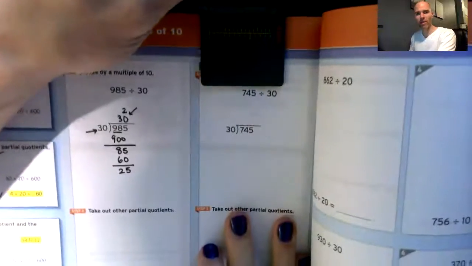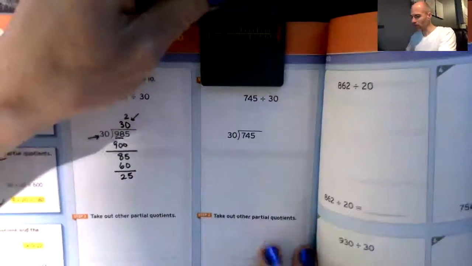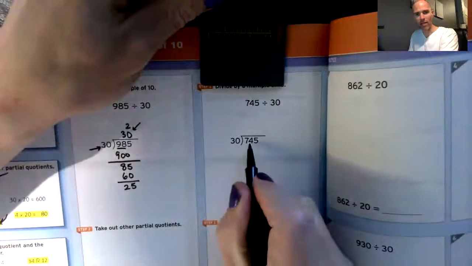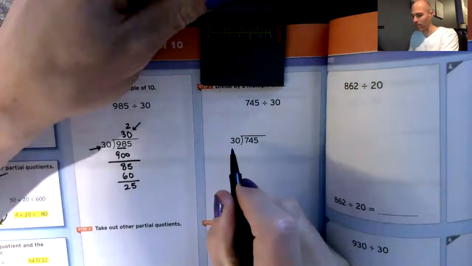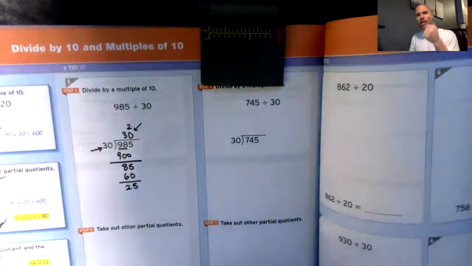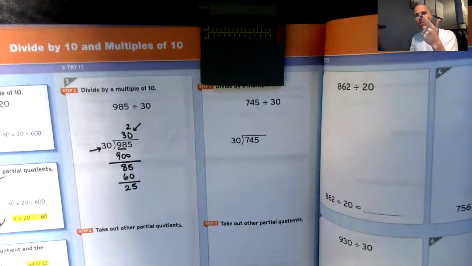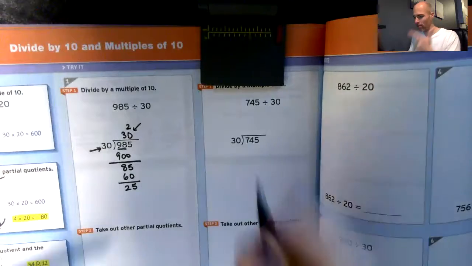So moving on to number 2, we've got 745 divided by 30. I'm going to go a little bit faster this time though. So 30 cannot go into 7. So I'm going to check how many times 30 can go into 74. Again, counting by 30s, we've got 30, 60, and then 90. 90 is too much, so I'm going to pull back. I'm only going to go 2 times.